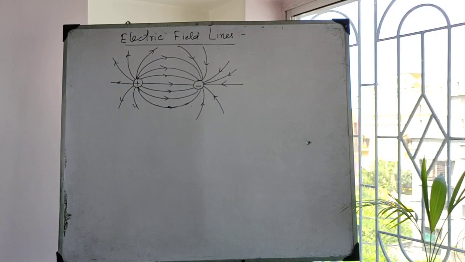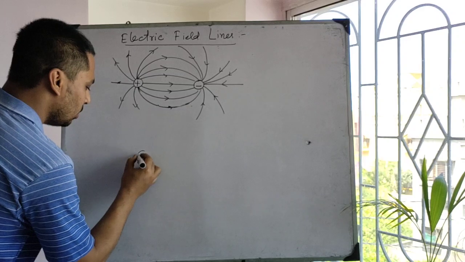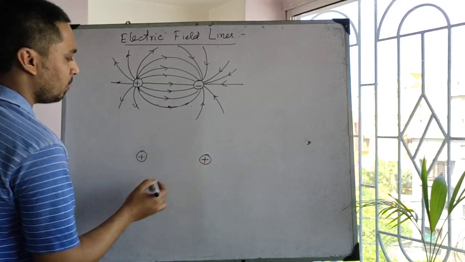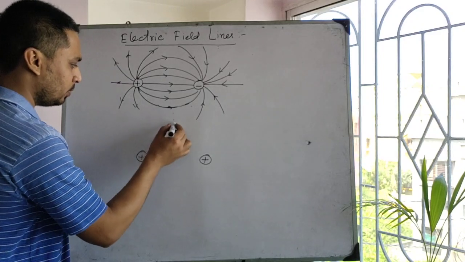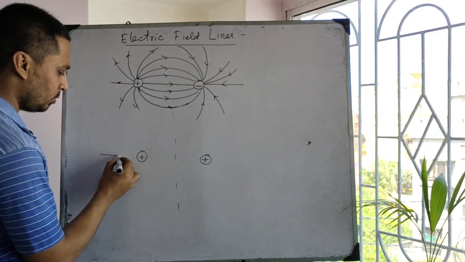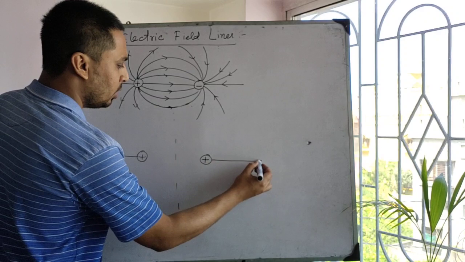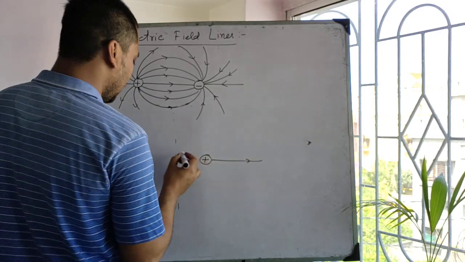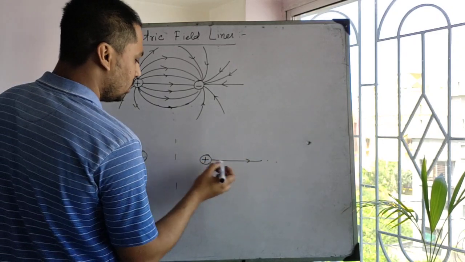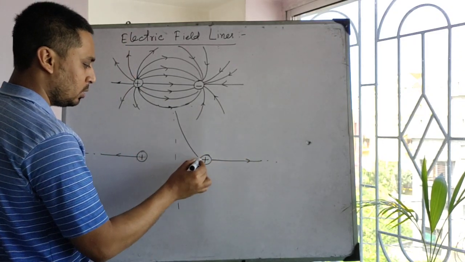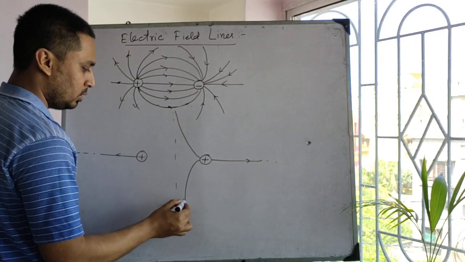Now suppose two positive charges are separated by a distance. In this case, the field lines will start from the positive charge and go up to infinity.